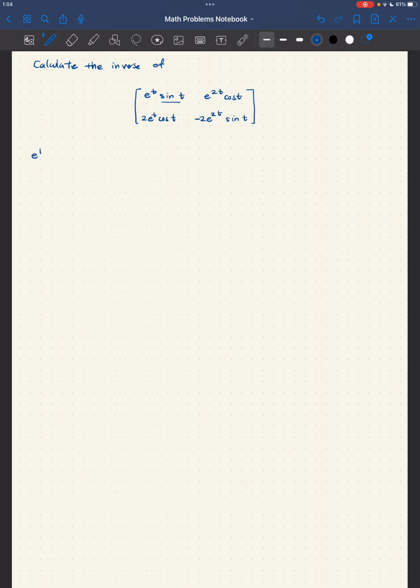So I have e^t sine t, e^(2t) cosine t, 2e^t cosine t, negative 2e^(2t) sine t. And then on the other side, I'm going to introduce the identity. So I have 1, 0, 0, 1.